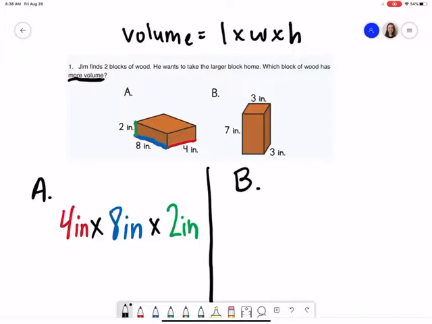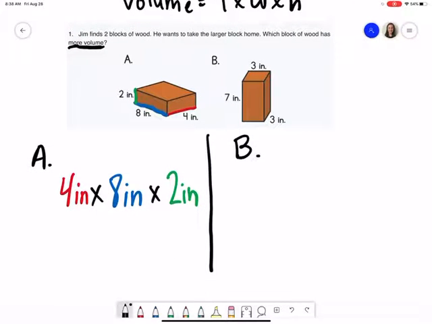Okay, also, I wanted to let you know that you don't have to do this a particular way. You could have done 8 inches times 2 inches times 4 inches. Okay, that's the same thing, guys. You can multiply these in any order because of the associative property. No matter which way you multiply, it's going to be the same answer, okay?